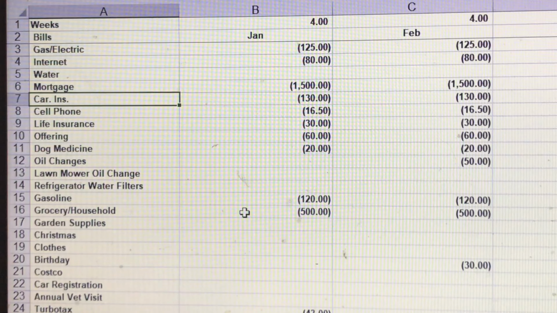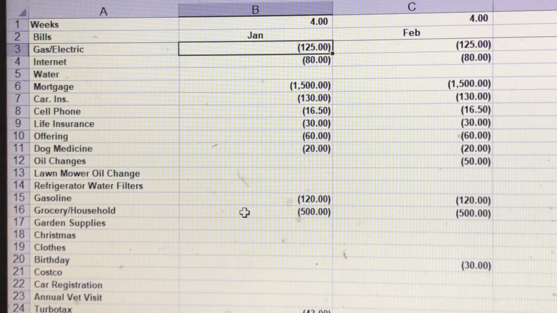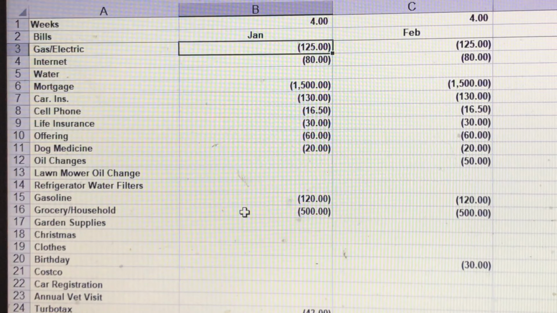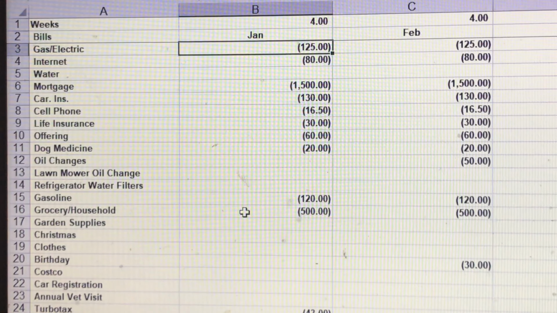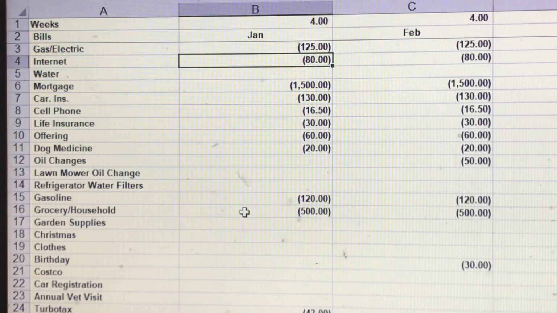The rest of these are, for example, gas and electric. Through my gas and electric company, we can sign up for something called a budget plan, where they calculate your gas and electric usage for the entire year and spread it over 12 months. I prefer that, because it keeps my monthly bill where I know what to expect. It's not coming up and down based on the weather.